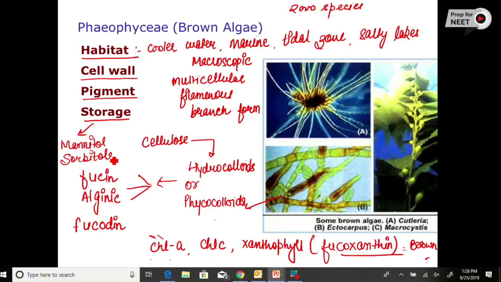Here you can see this diagram. This diagram is of Macrocystis. Macrocystis is also known as kelp. They are the highly branched and the largest brown algae.